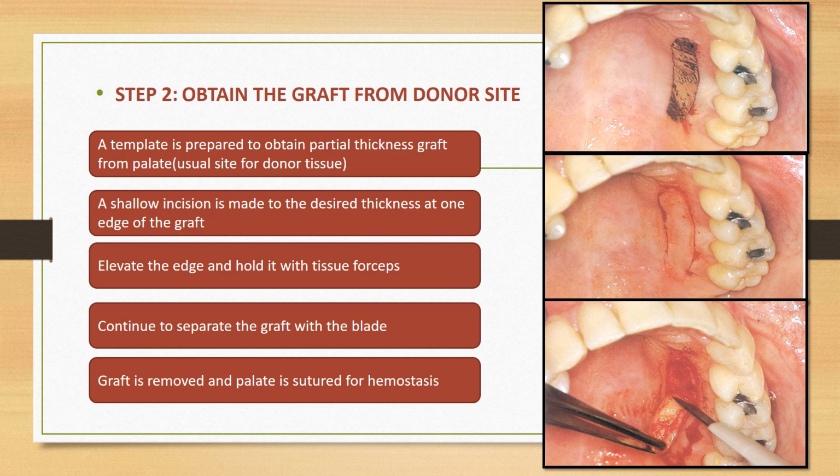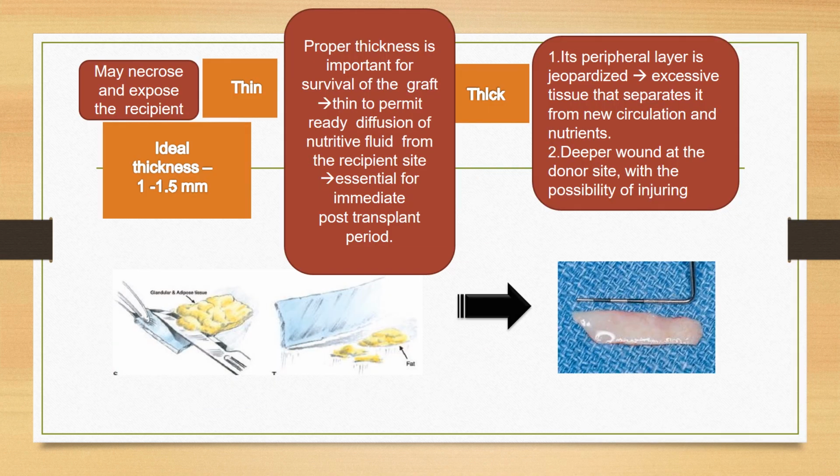After the graft is removed, you have to remove all the tissue tags from the undersurface and the edge to avoid the bulbous margin and interdental contours. The graft that you have obtained from the palate should not be too thin or thick. If it is too thin, what happens? It may necrose and expose the recipient. The ideal thickness should be 1 to 1.5 mm.